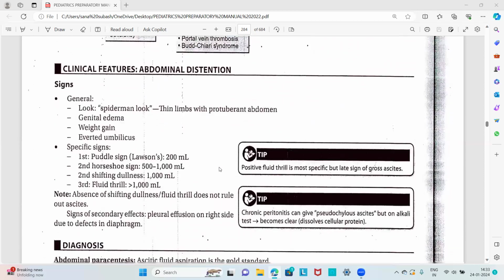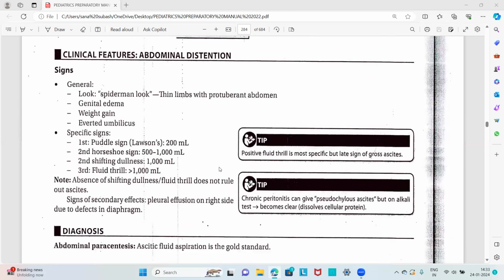Then about the clinical features. Ascites causes abdominal distension. The major clinical feature is abdominal distension. The general signs: it looks like a Spider-Man look, with thin limbs and a protuberant abdomen, genital edema, weight gain because of the ascitic fluid accumulation, and an everted umbilicus.